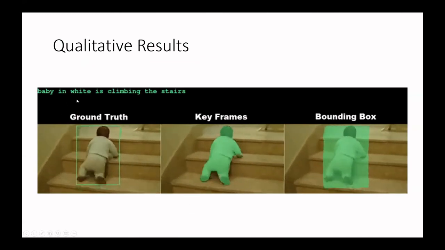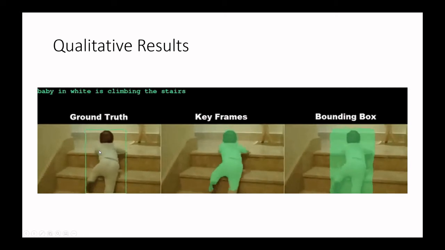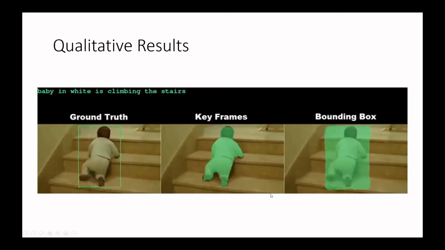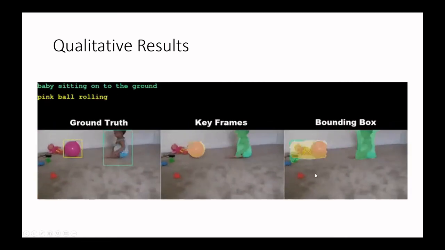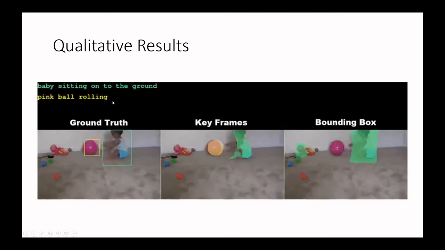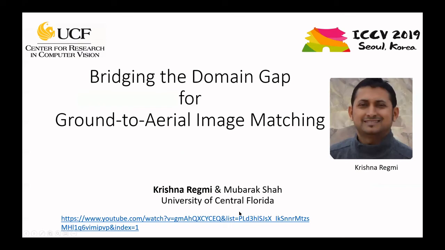So you see, a baby in the white is climbing the stairs. So this is a ground truth. And this, if you use keyframe, this is what we get. Bounding box is what we get. These are two sentences: baby sitting on the ground, pink ball rolling. Again, very good results. So the next thing I want to talk about is another problem, which is very different.